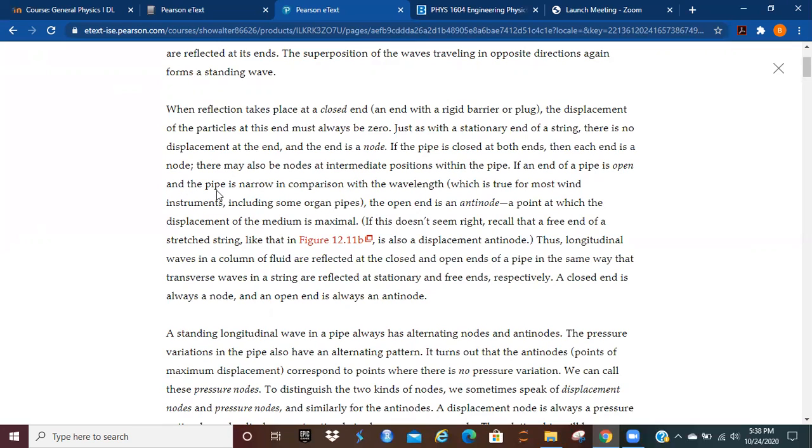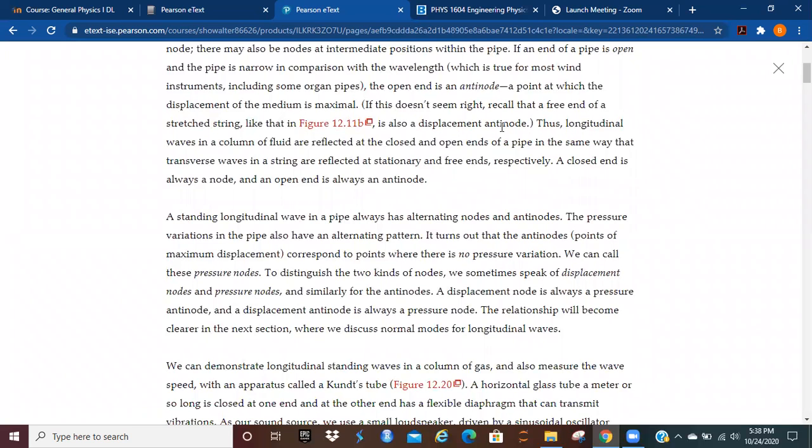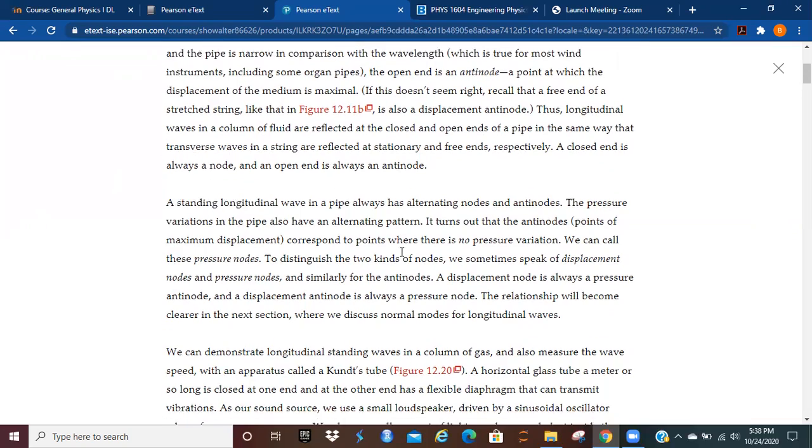If an end of a pipe is open and the pipe is narrow in comparison with a wavelength, then the open end is going to be an antinode, the point at which displacement of a medium is maximal. You can recall that a free end of a stretched string is also a displacement antinode. In other words, it's got the freedom to vary quite a bit there, and that's why they consider it to be an antinode. So the longitudinal wave in a column of fluid is reflected at the closed end and open ends of a pipe in the same way that transverse waves in a string are reflected at stationary and free ends respectively. So a closed end is always a node, and an open end is always an antinode.